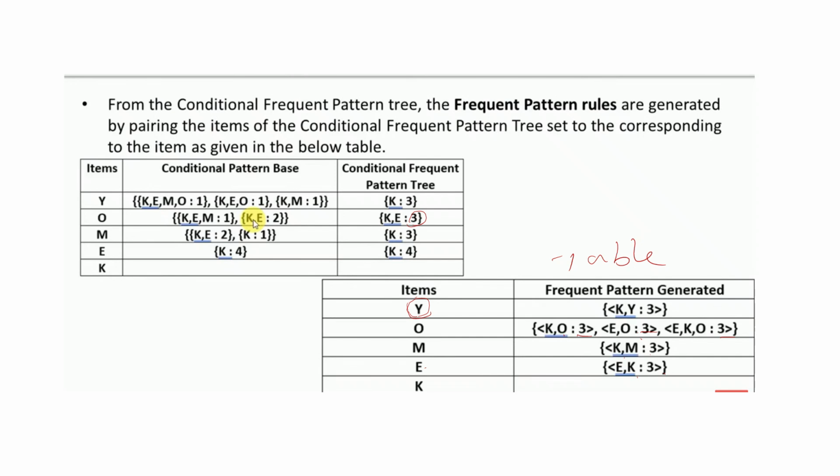So finally K is null. So finally these are the frequent patterns generated by FP growth. These are the patterns for the entire transactions. These are the patterns we generated from the FP tree, the frequent pattern tree.